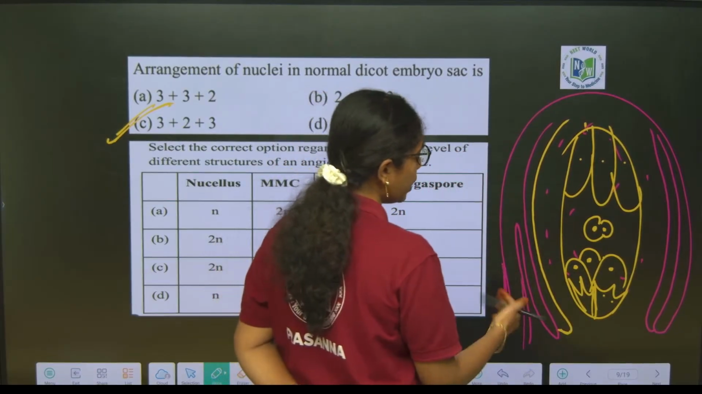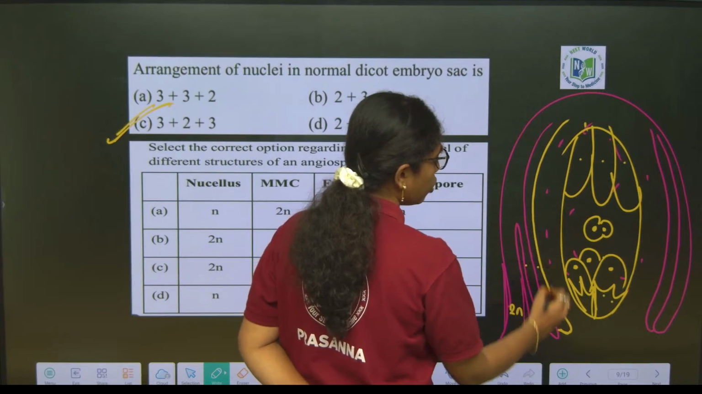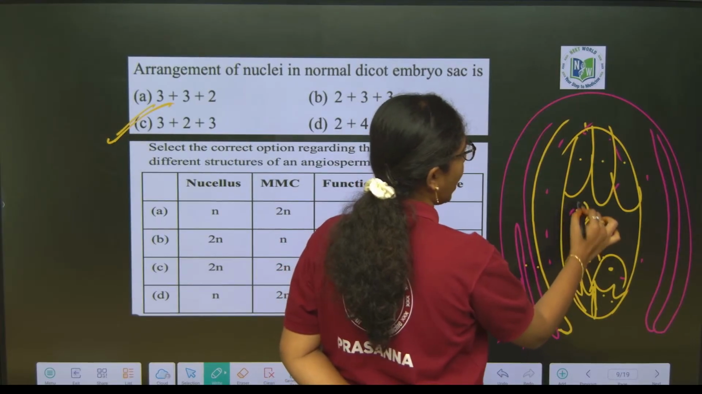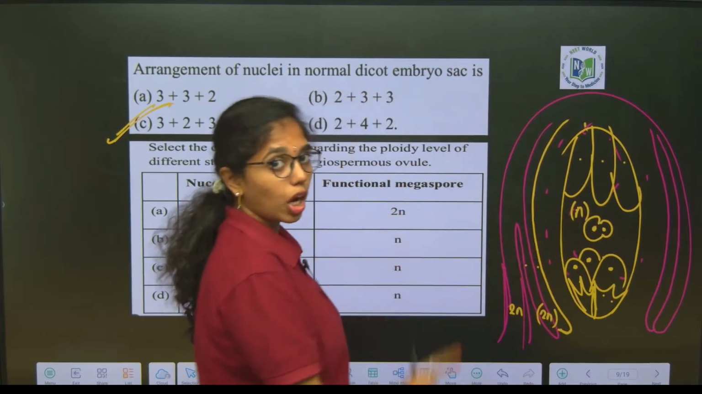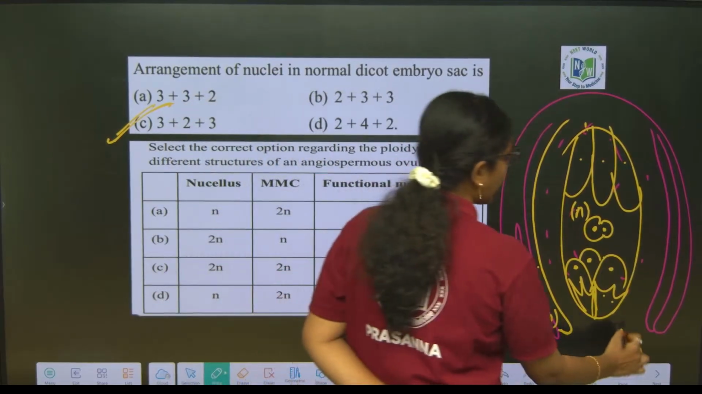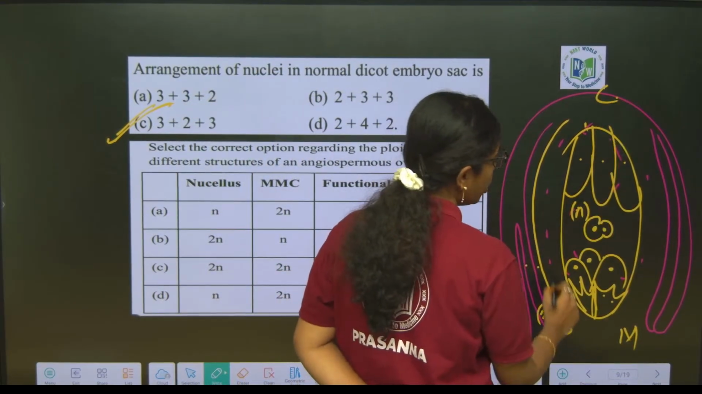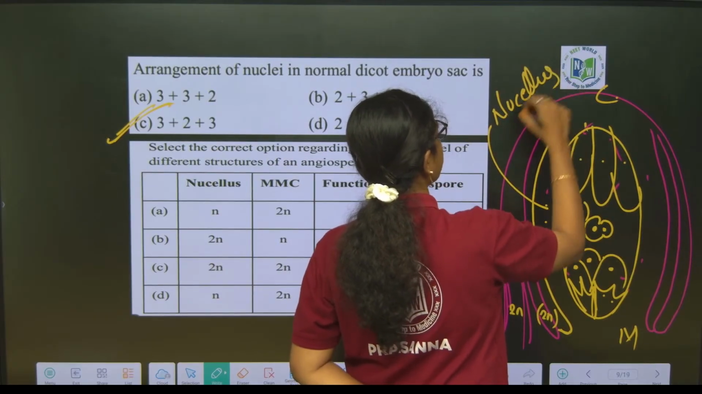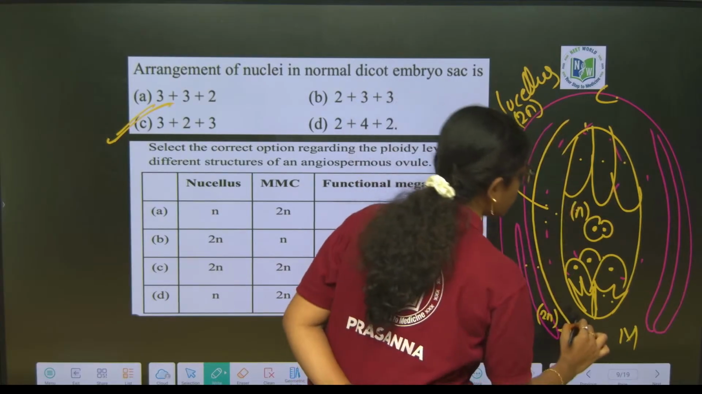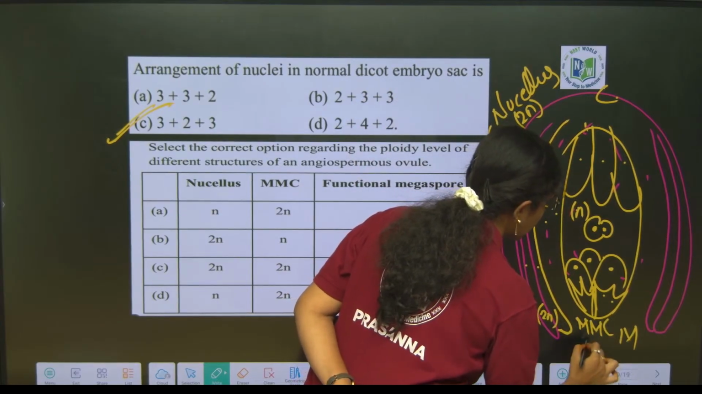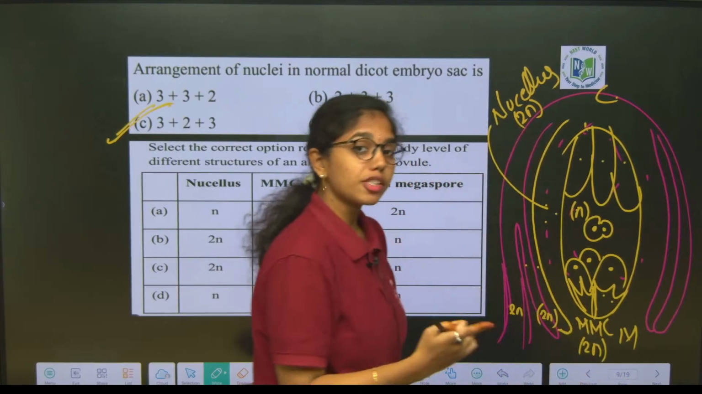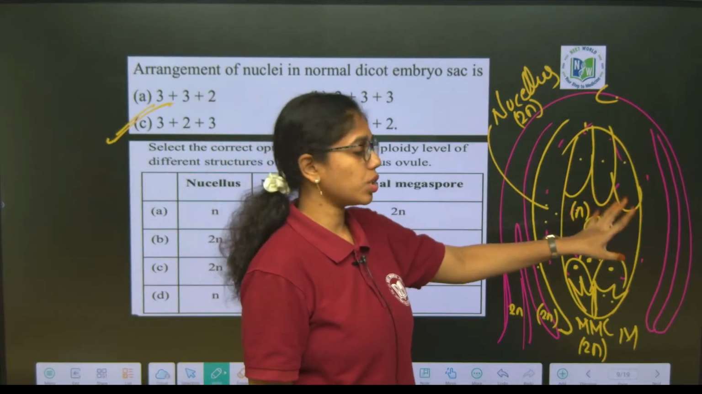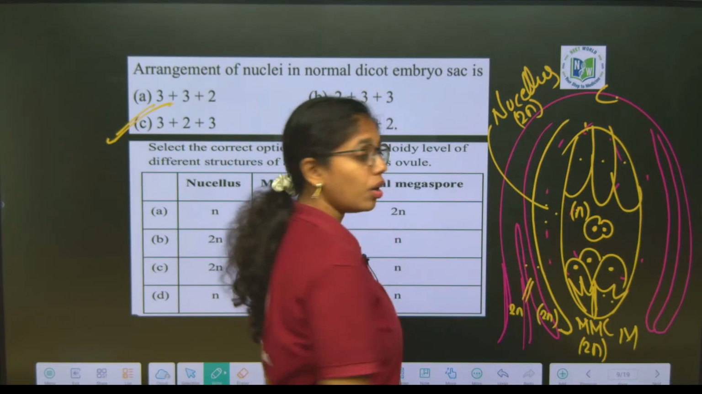Funicle ploidy will be diploid only, integuments ploidy will be diploid only, embryo sac ploidy will be haploid because this is formed after meiosis and mitosis. Micropylar end, chalazal end, but the nucellus cells which are present over here are diploid. Megaspore mother cell is diploid and megaspores will be haploid. Okay. So this will be the ploidy of all the structures inside the ovule. Hilum is also diploid.